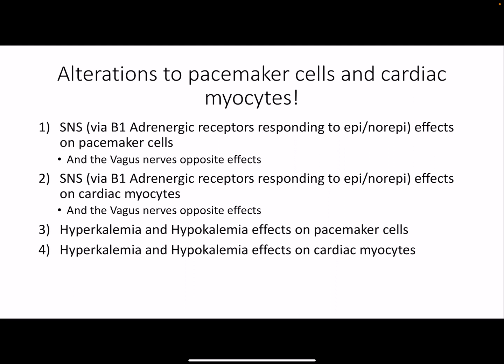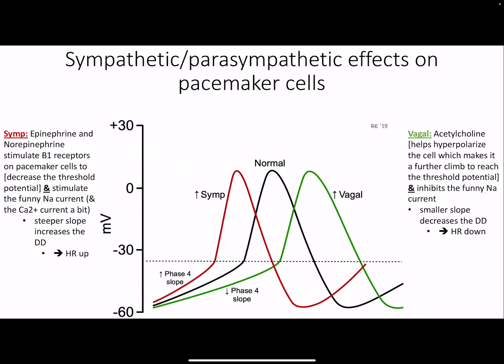So how can we change the pacemaker cells and the cardiac myocytes? The sympathetic nervous system and the parasympathetic nervous system can affect the pacemaker cells. Those same things can also affect the cardiac myocytes. Hyperkalemia and hypokalemia, changes to calcium, can affect the nodal pacemaker cells, and they can also affect the cardiac myocytes, which we'll talk about right now.